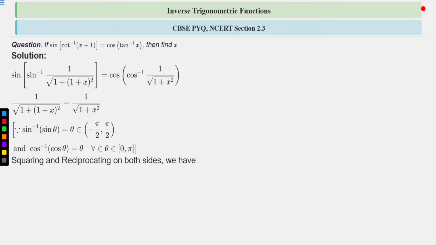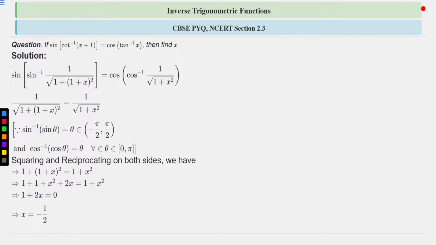Now squaring and reciprocating both the sides, we will have (1 plus x) whole square will be equal to 1 plus x square, right? Therefore, we will get 1 plus x square plus 2x will be equal to 1 plus x square, right? So finally, we will get 1 plus 2x will be equal to 0, right? Because 1 will cancel out, x square will cancel out. So finally 1 plus 2x we will get it equal to 0.